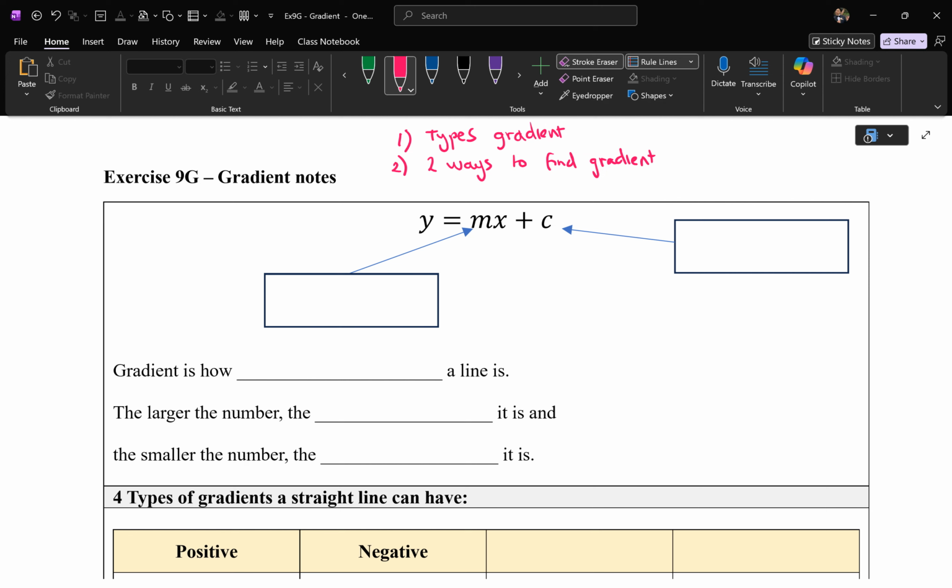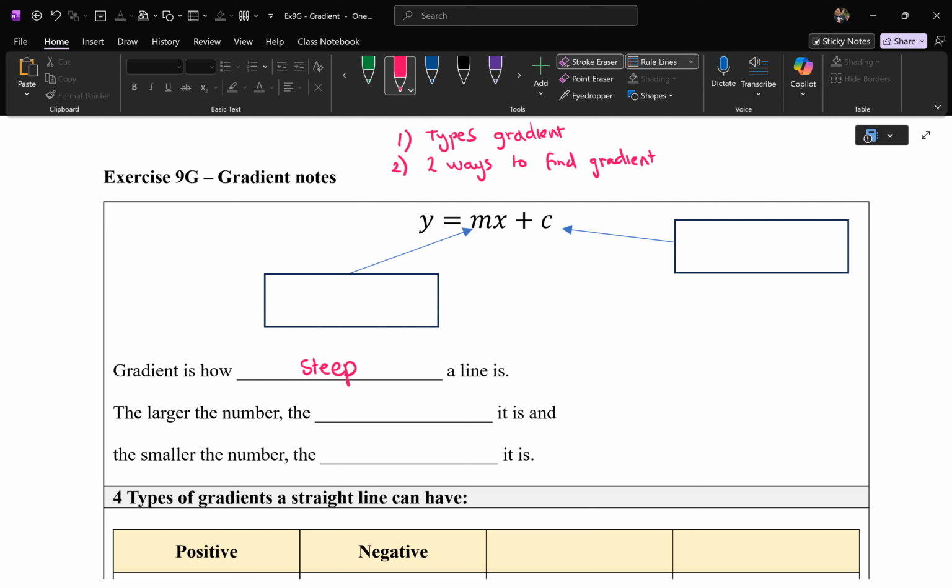Okay? So, number one. What is a gradient? I want you to fill this in. A gradient is how steep a line is. Okay, so what does that mean? Steepness of a line. So, for example, this pen here, when I do this, you can probably tell me how steep something is just as I'm rotating my pen.